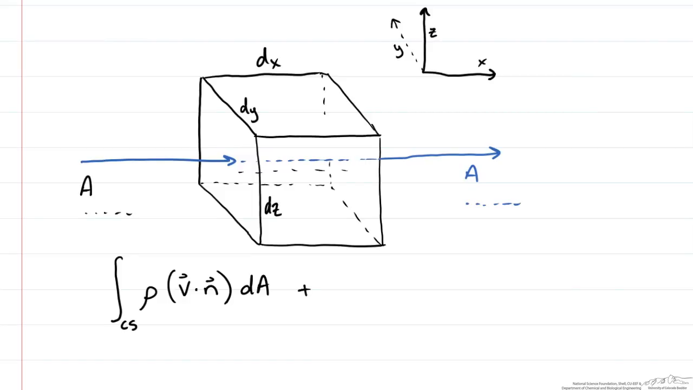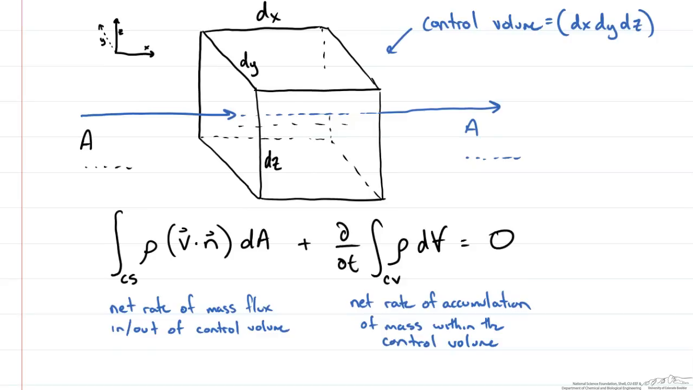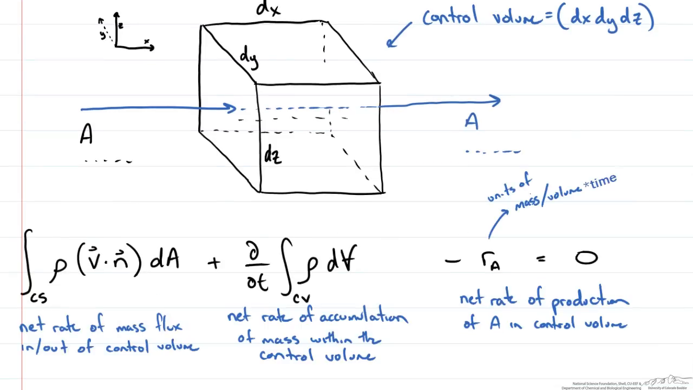Then we also add the following term for the control volume, which is our net rate of accumulation of mass within the control volume with time. Now we say that this has to be equal to 0. However, since A could be involved in a reaction, whether it's consumed or produced, we also need a term to account for this reaction. So what we're going to do is subtract out the net rate of production of A on the left side so everything is still equal to 0. I'll show you what that looks like. So this is our overall conservation of mass.